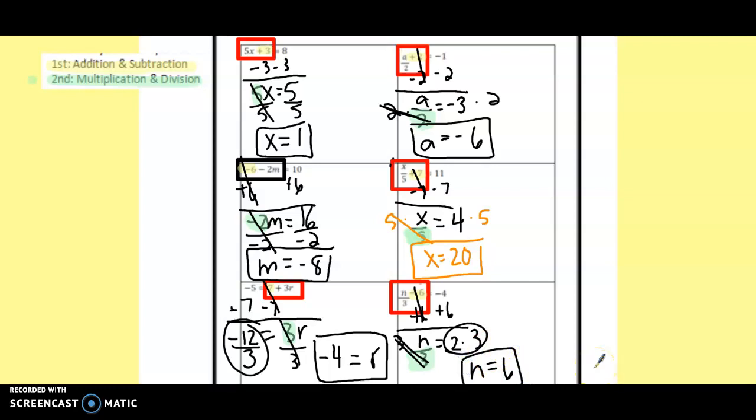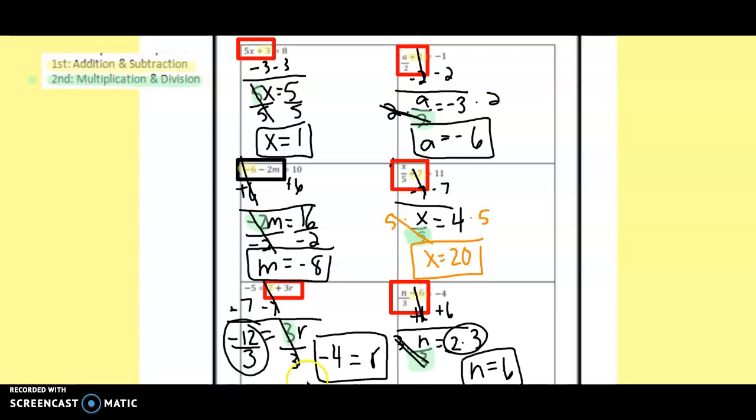So hopefully you found this review helpful. Again, the big picture is that you've got two numbers hanging out with your variable in two-step equations, which means we have to use inverses twice. So we remove addition and subtraction first, and then we look to undo multiplication and division.